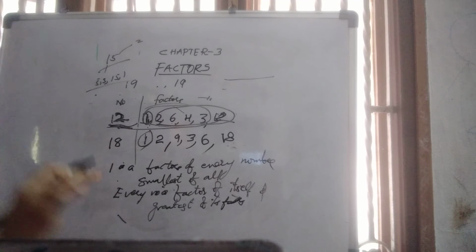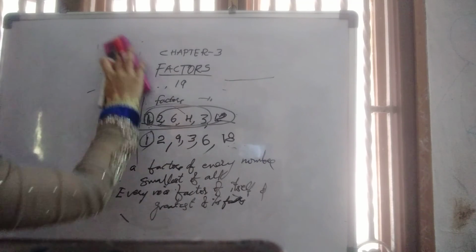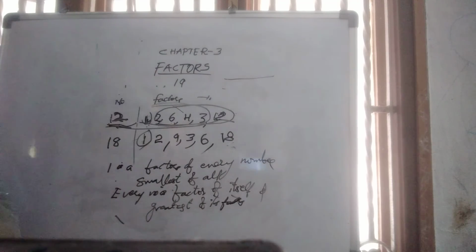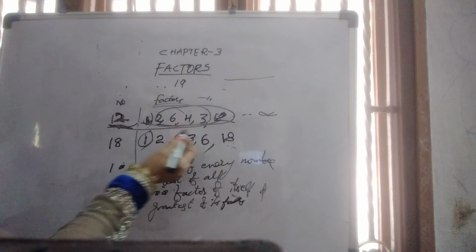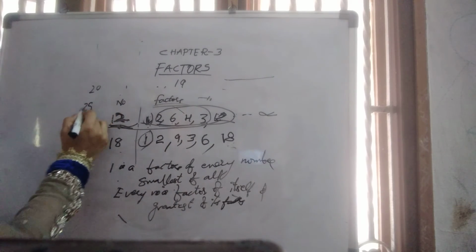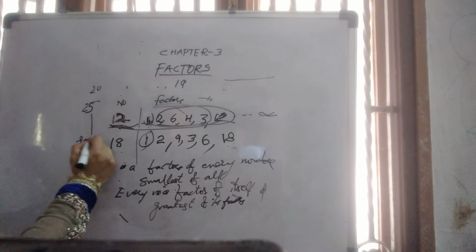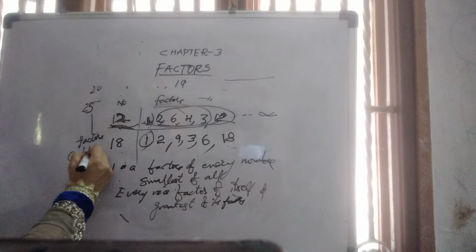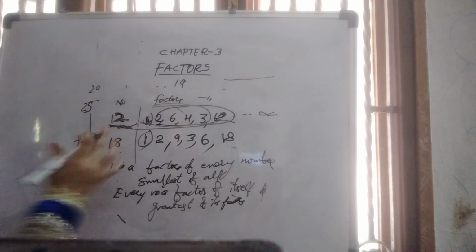The number of factors of a given number is countable. They do not come as infinite numbers, whether for 12, 18, 20 or 25. For any number, its factors are only countable. This is the topic about factors.